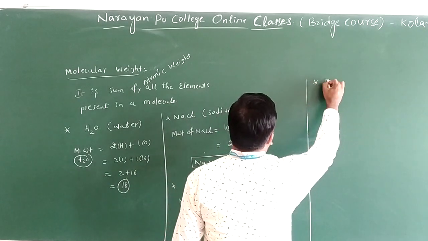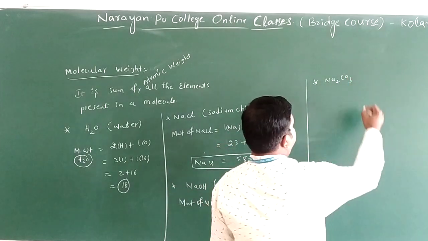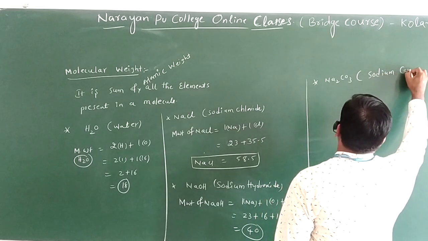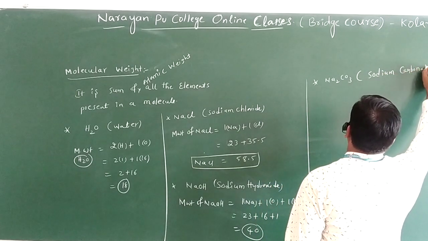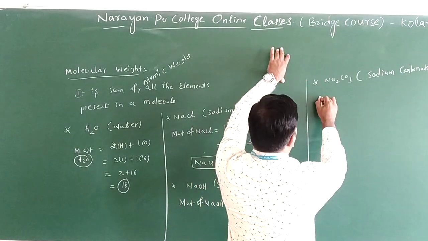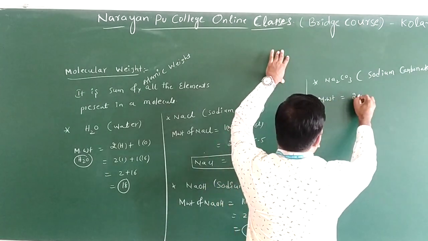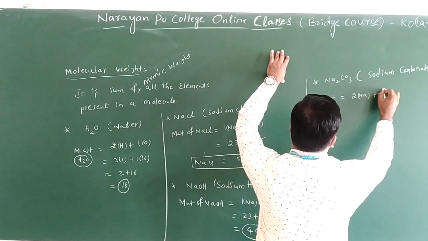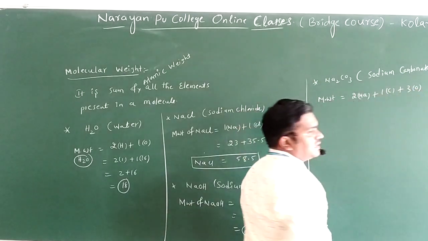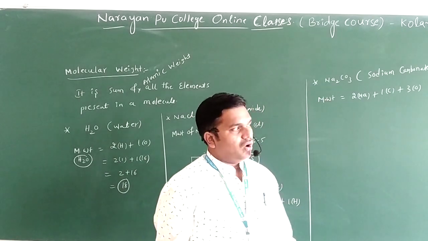We have Na2CO3. What is Na2CO3? Na2CO3 is sodium carbonate. How many sodiums do we have? Simply I am writing here: molecular weight is equal to 2 into Na plus 1 carbon plus 3 oxygen atoms. In the formula that is given, sodiums are 2, carbon is 1, and oxygens are 3.